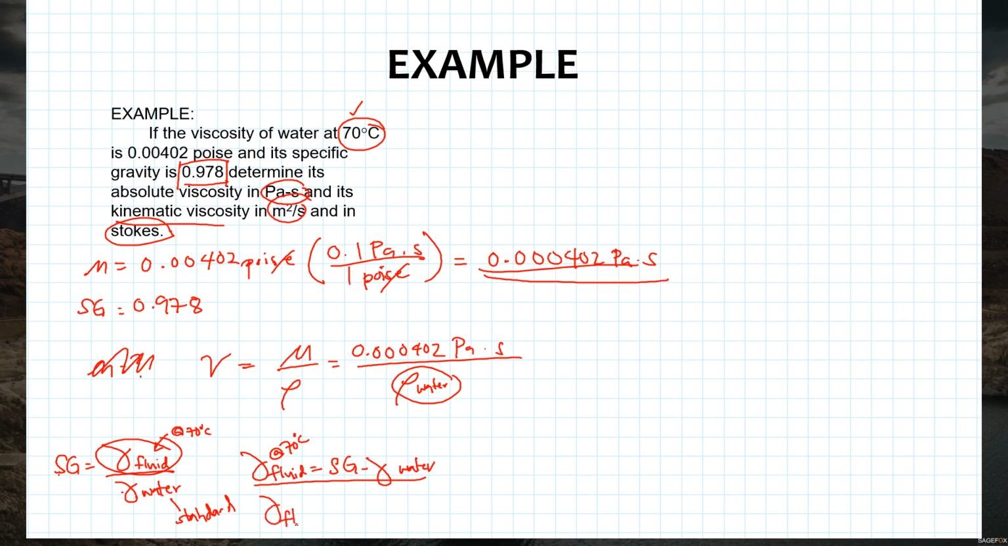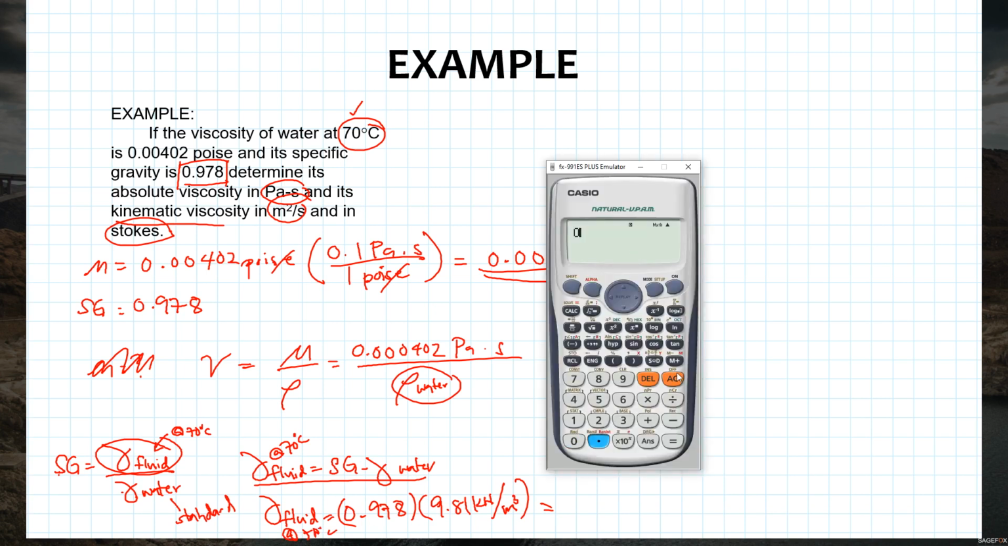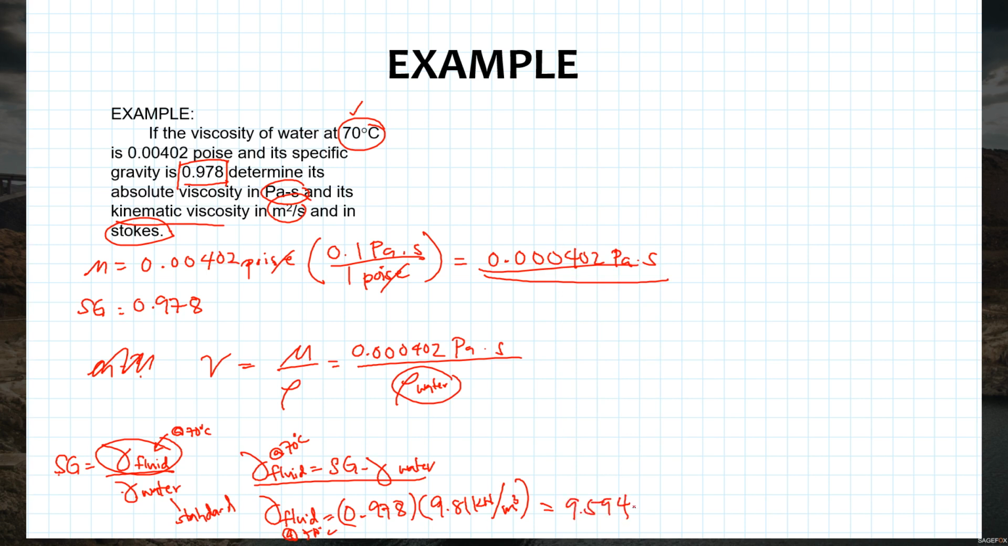So the unit weight of the fluid is equal to 0.978 for the specific gravity, and the unit weight of water to be used at standard is 9.81 kilonewtons per cubic meter. So when we multiply the two, okay, at 70 degrees, 0.978 times 9.81, 9.594. That's your unit weight. But what is required here is the mass density of the water at 70 degrees.